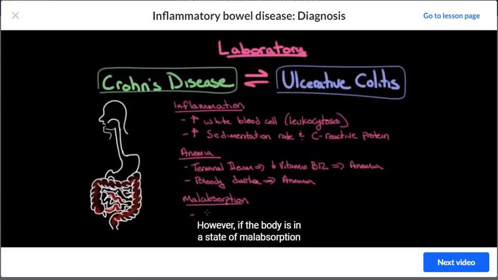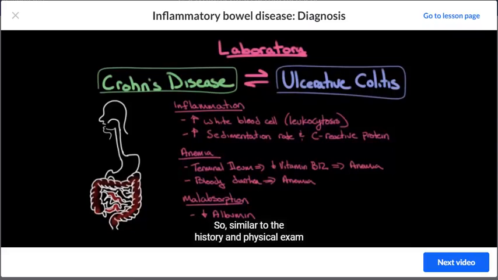However, if the body is in this state of malabsorption and getting very poor nutrition, there's some blood tests that can also be a marker of that. And one of the most common ones is a low albumin level. And albumin is just an important protein in the body, and when it's low, it's a sign of malabsorption.